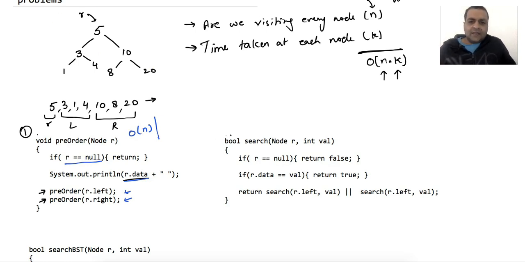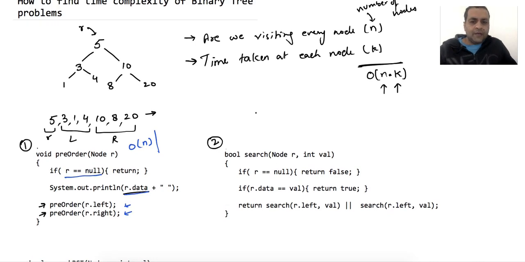Let's consider this search algorithm. In this search algorithm, we are searching the entire tree. So this is a general search algorithm. This is not a search algorithm for binary search tree, right? We will come to it later.